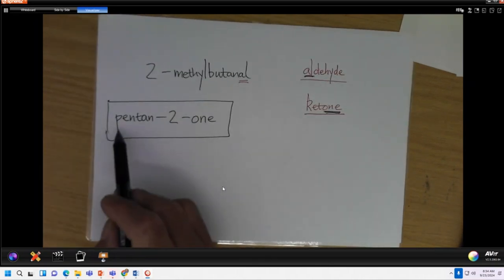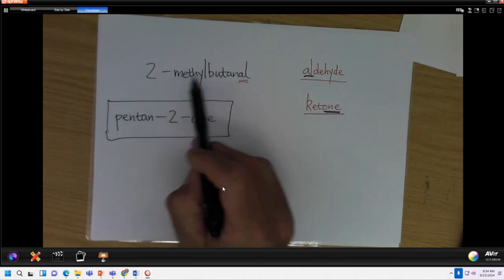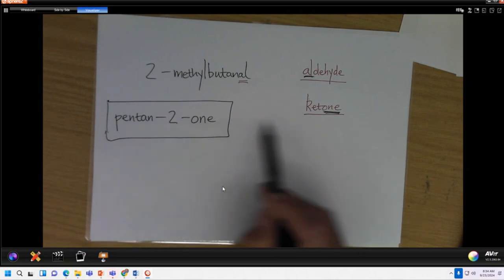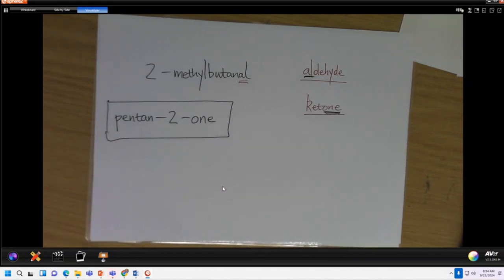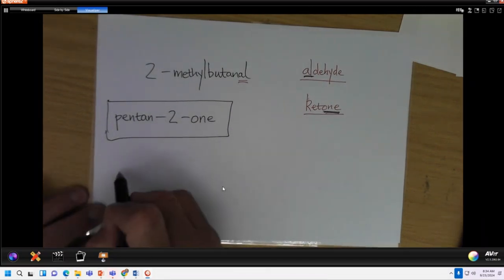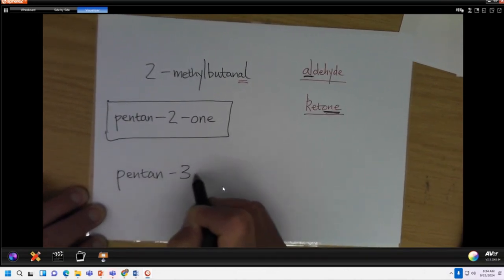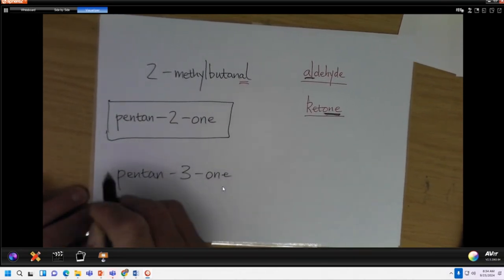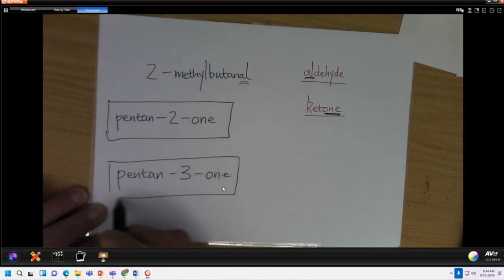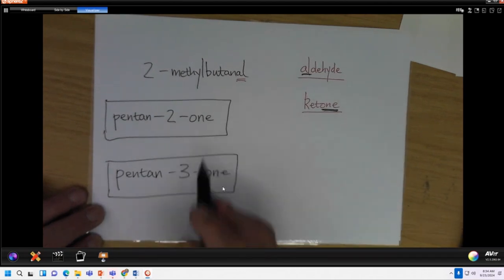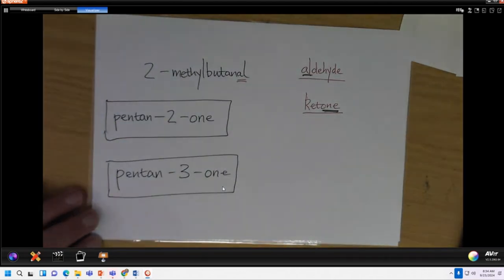Remember, pent, because there are five, there's one carbon plus four carbons. That's why we're going for pentan. There's the two, and there's the one, and there we go. All right, that's an easy way of getting that going. We can also take pentan-3-one. That's also correct, right? Remember, even with the previous one, we had the same situation, right? So there we have it. These are the functional isomers of this compound here. All right, there we go.